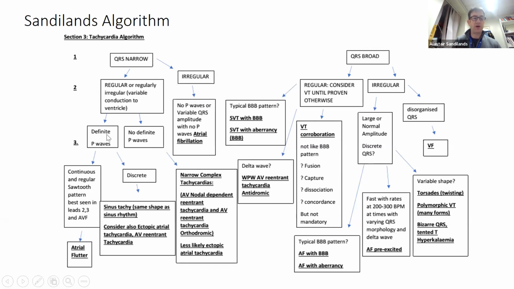So if there are definite P waves and they're discrete, it could be sinus tachycardia, because the P waves could be the same shape across the ECGs, the 12 leads, as sinus rhythm. The next thing it could be is an ectopic atrial tachycardia, and less likely the AV reentrant tachycardia, which is the Wolff-Parkinson-White ECG during tachycardia. So if the rhythm is narrow, regular, definite P waves, so look in the inferior leads, 2, 3, and AVF, and you see a continuous and regular sawtooth pattern, therefore we have atrial flutter.